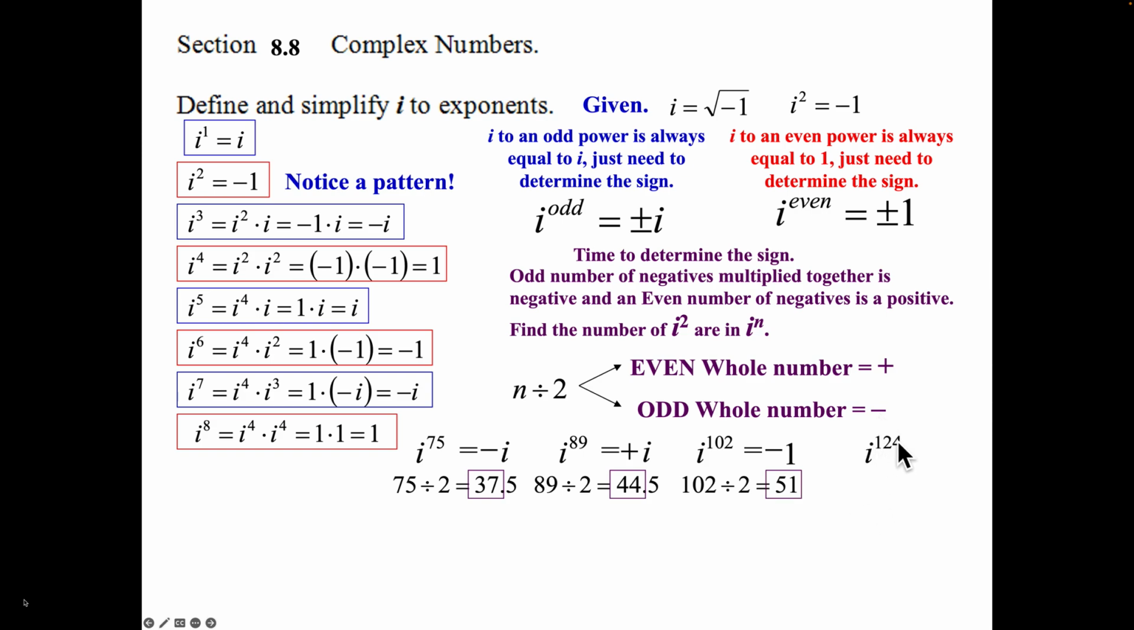If I had i to the 124th power, that's equal to 1. 124 divided by 2 is equal to 62. 62 is even, therefore my answer is positive. And that's how you simplify i to any power. i should never, ever be written to a power. It can always be simplified.